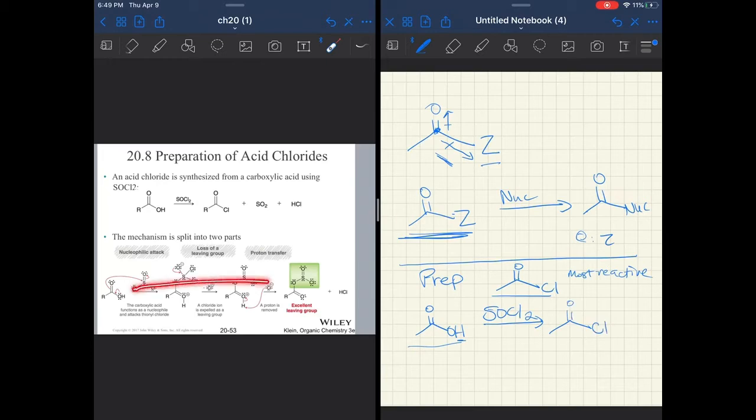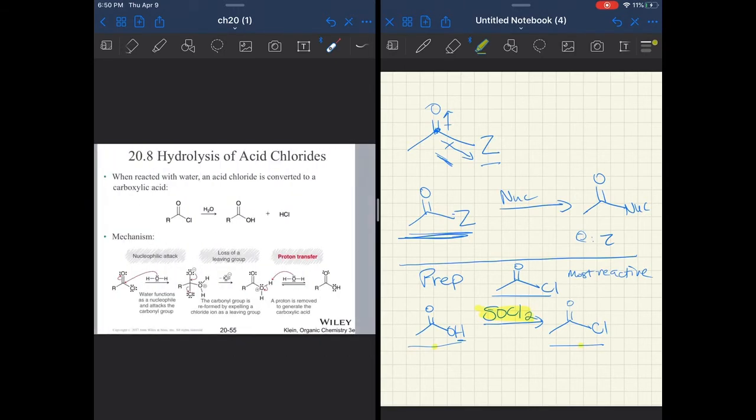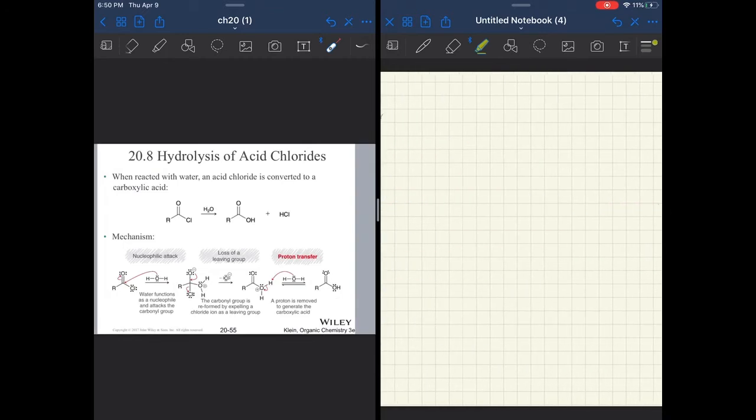You do not need to know this mechanism, though it is interesting. If you like unique mechanisms, you see this one on 2 pages here. All I need for you to know is how to predict the product, and you need to know this reagent. This will come in handy throughout the rest of the chapter. Because if you can get to a carboxylic acid, you can get to an acid halide, that will open up the door for synthesis. That is the only preparation reaction that you need for acid halides.